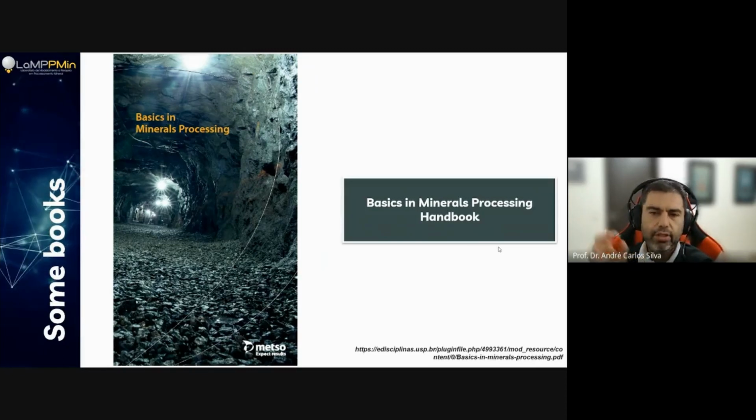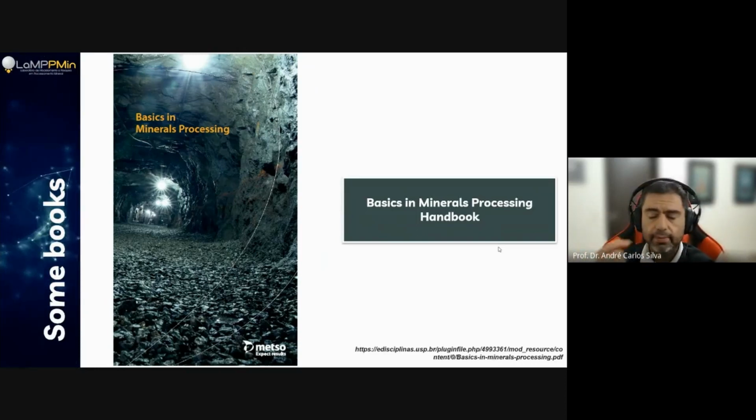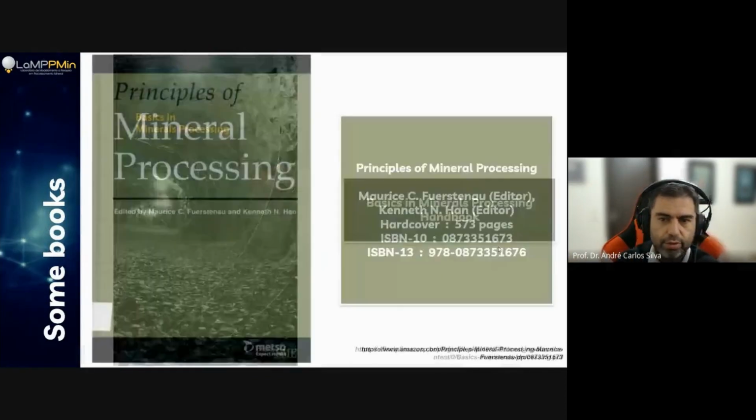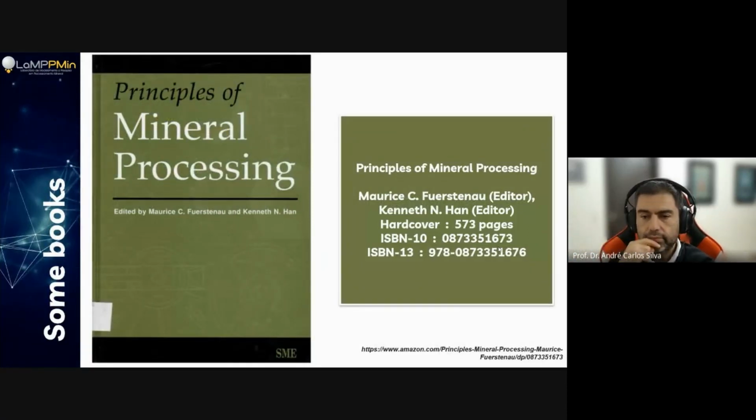I know for sure that we have all of those books in Portuguese. Just go on the Metso website, go to the Portuguese version, and you're going to find it. And it's quite good, really quite good. Since they're a company, they're not interested in selling books, so those books are free. You can just go there, and you can use them in your lectures also. It's freely available for you.